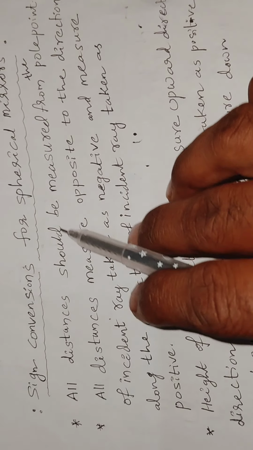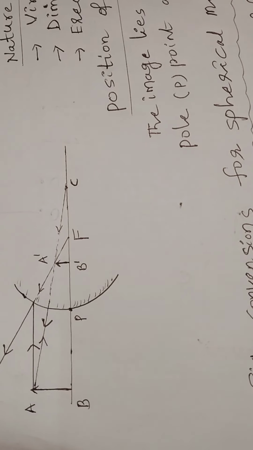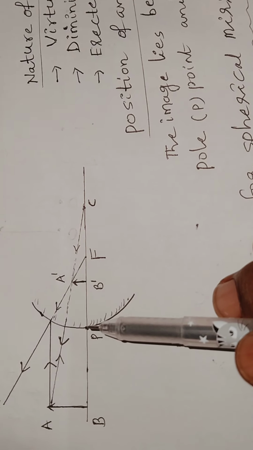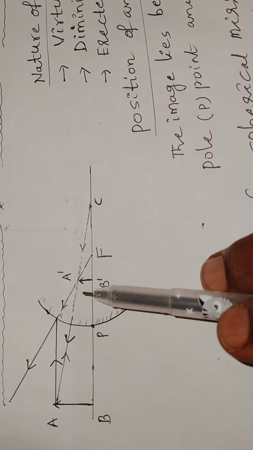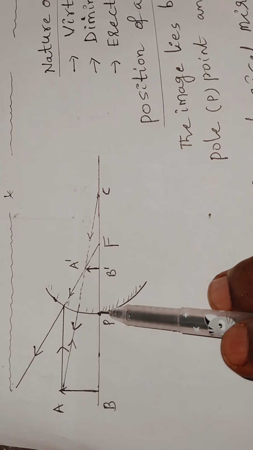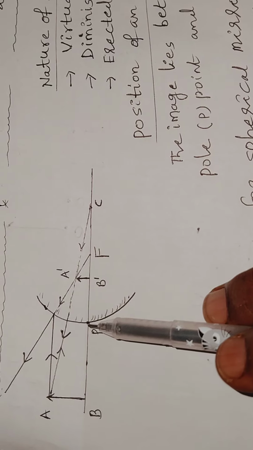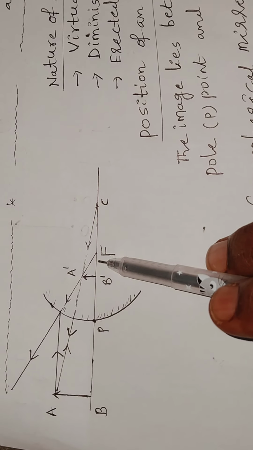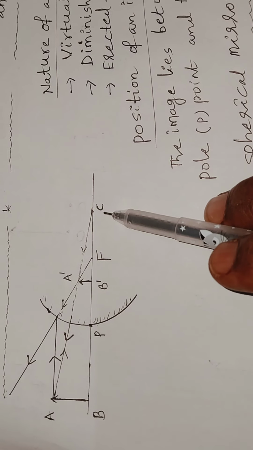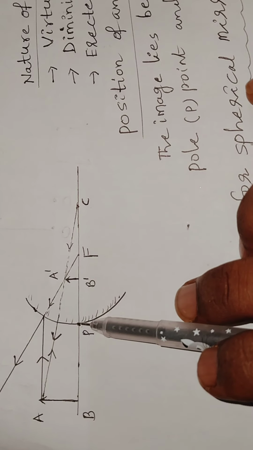All distances should be measured from the pole point. Here, all distances means object distance, that is the distance between the pole point and the object; image distance, the distance between the pole point and the image; focal length, the distance between the pole point and the focal point; and radius of curvature, the distance between the pole point and the center of curvature. So all these distances should be measured from the pole point.